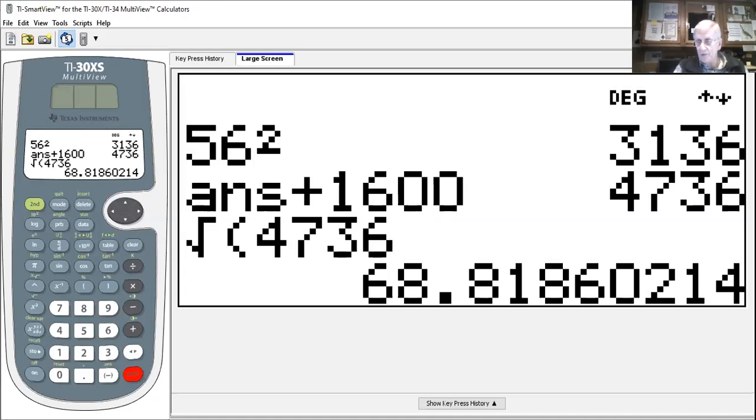And notice the answer does not come out even. And it looks like it's one of those crazy irrational numbers. So I'm just going to round the answer off to the nearest tenth. So it's 68.8. I'm going to remember, I'm going to write that down. For show, I took the square root of 4736 on my paper. And I have the 3136, okay, that I'm going to also write on my paper.